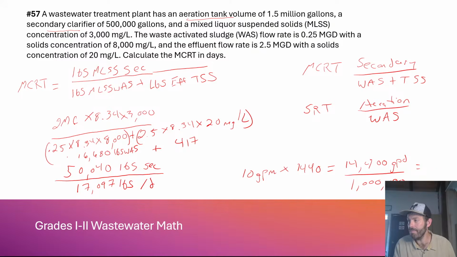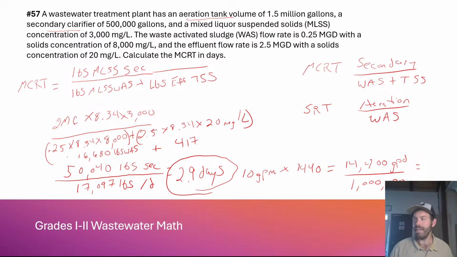This is where our day ends up, right here. And when you do that, you should get 2.9 days. It's not too bad. That's pretty good for conventional activated sludge, 2.9 days. If I'm getting 20 milligrams per liter going over my weirs with this kind of an MCRT, I probably have straggler floc and it's a little young. It's not settling well. But that's process control. I don't think you need to know what I just said for the exam, but it's good to know.